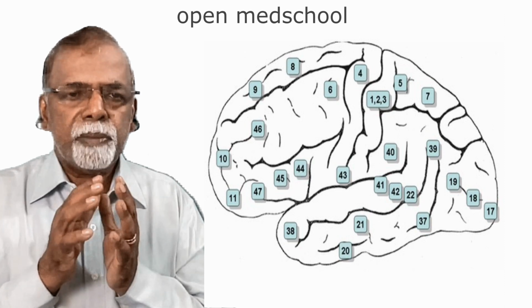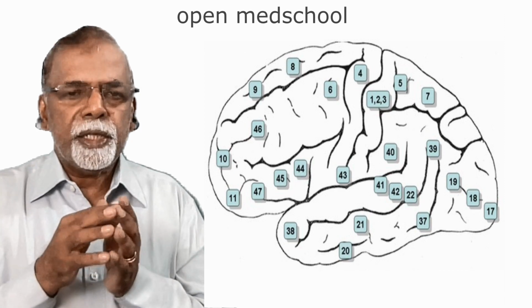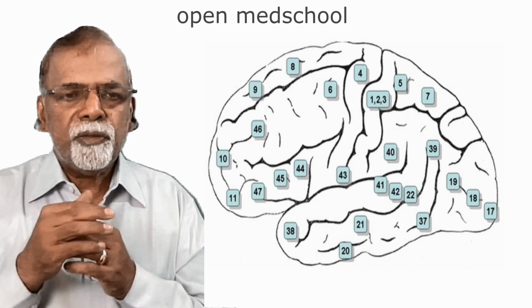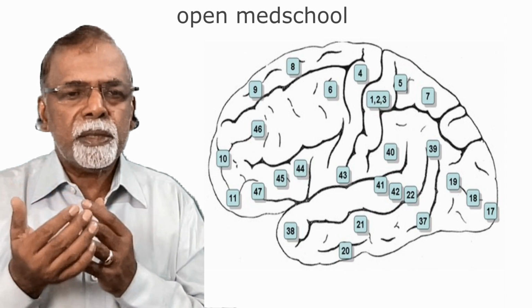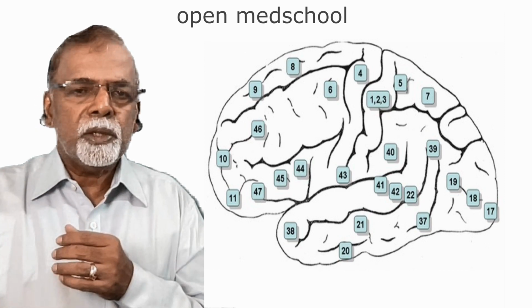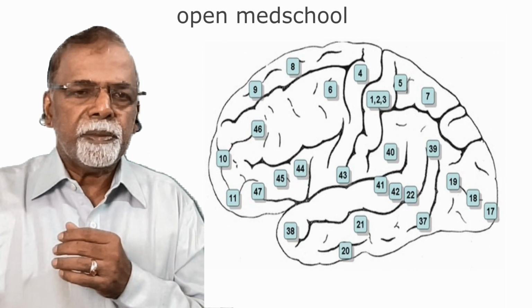So 17 is the primary visual cortex, and the association areas where the processing occurs are 18 and 19. They analyze the visual information, allowing recognition of shape, color, and complex patterns. So the associative cortex is important for interpretation.